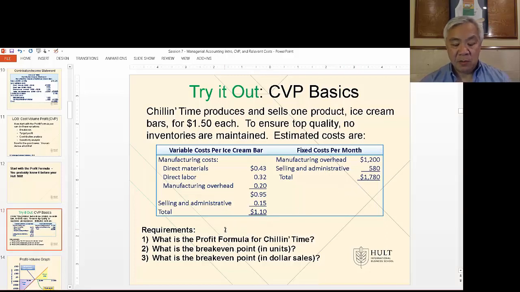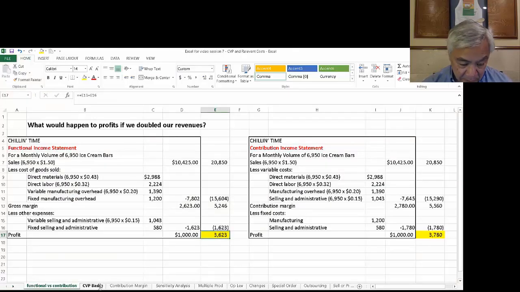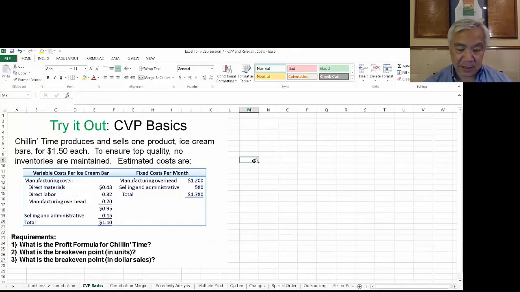The requirement is, what is the profit formula for this company? And secondly, what is the break even in terms of units? Specifically, how many ice cream bars must you sell to cover all your costs and have zero profit? That's what break even is. Break even is at the point where revenue equals all your expenses, so profit equals zero. What is the break even point in dollars? How many units and how many dollars? And I've replicated this in Excel. So you go there and look at CVP basics, and it's right here.